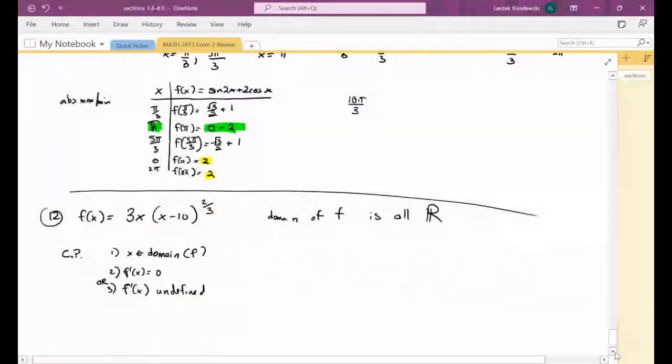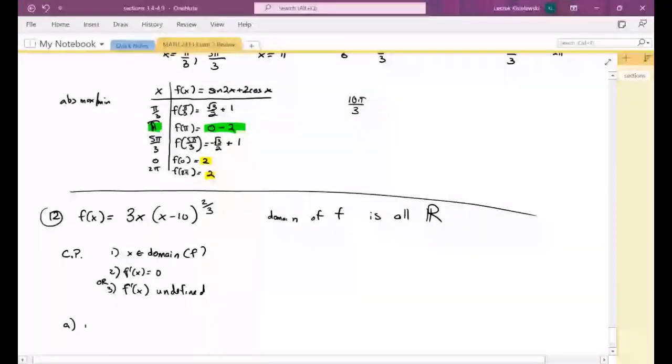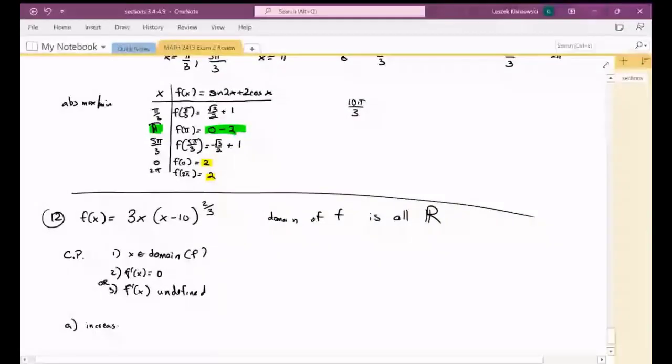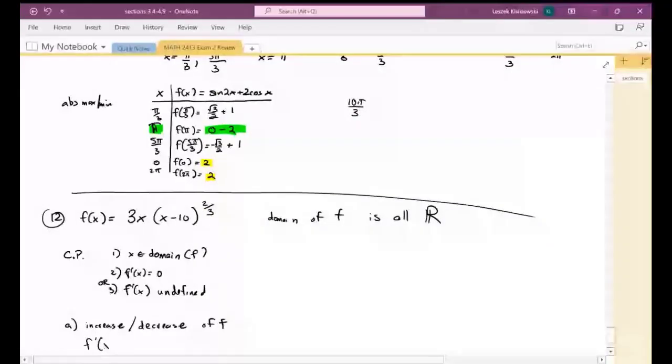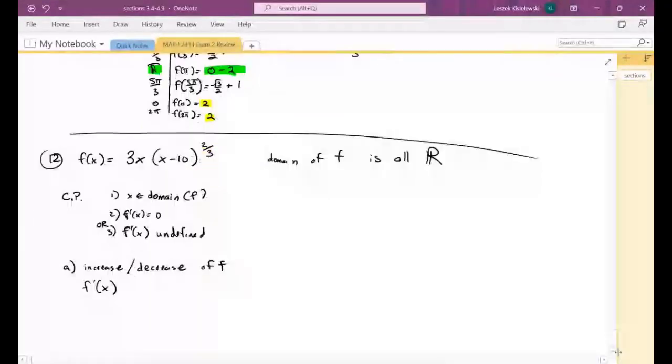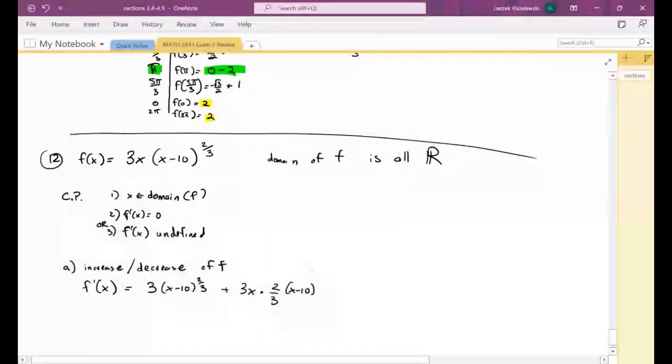All right, so let's look at increase, decrease. So of course the first derivative speaks to that. So first derivative. Product rule. Okay, power rule followed by a chain rule, which gives you a factor of 1.